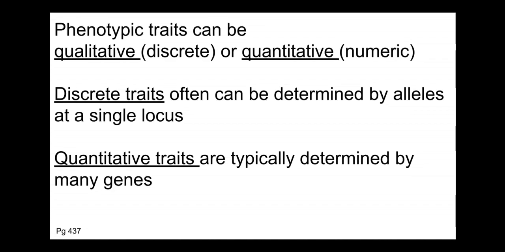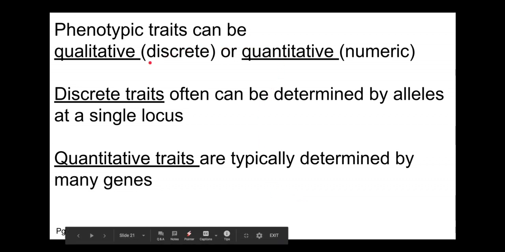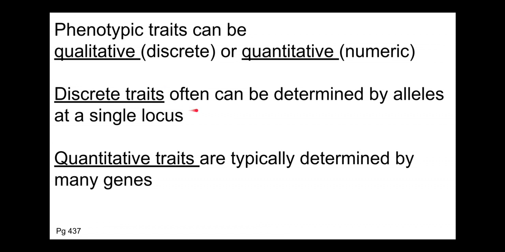So these two groups, discrete traits and quantitative traits. Discrete traits, it's not always true, but they often can be determined by alleles at a single locus. That's a way of saying they follow Mendelian genetics. So the traits that Mendel studied in his peas were basically all discrete traits: crinkly or non-crinkly, yellow or green, and tall or short. Those are all discrete traits in those peas.